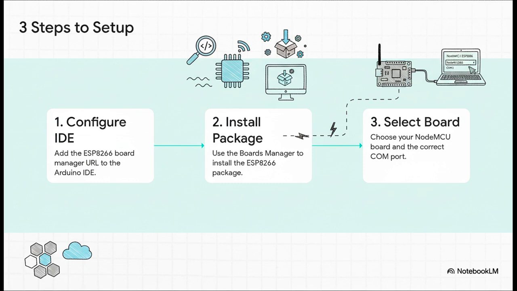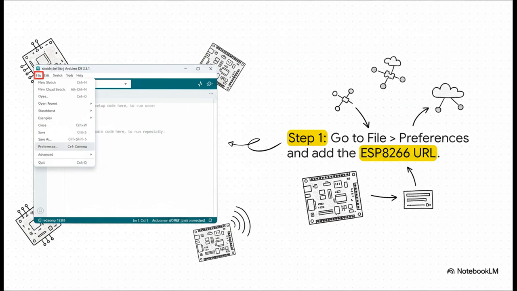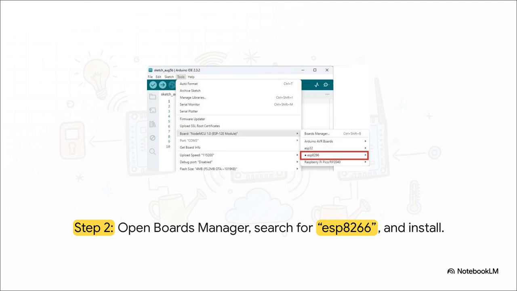Let's break it down. Okay, first things first. We're going to be using the Arduino IDE, which is the software we use to program the board. The very first thing you do is go into the preferences and paste in a special web address. This just tells the software, hey, go look over here to find all the files you need for the ESP8266 chip. Once the IDE knows where to look, you just pop open its built-in Boards Manager, type ESP8266 into the search bar, and hit Install. It'll go out to the internet and download all the essential tools, libraries, and examples you'll need.